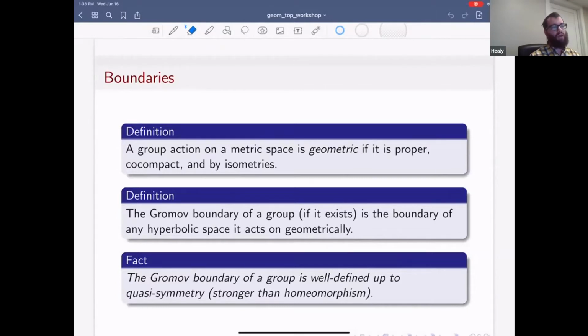You just say, okay, the Gromov boundary of a group is just the boundary of any hyperbolic space that it acts on geometrically. And that's an object that's well defined up to something called quasi-symmetry, which is a sort of metric equivalence, but you can just think about it as homeomorphism. So the takeaway from this slide should be that for groups which act geometrically, that is properly, co-compactly, and by isometries on delta hyperbolic spaces, they have some natural way of making sense of their boundary.